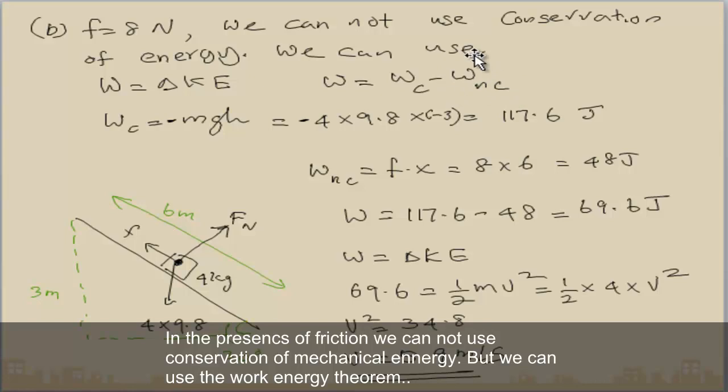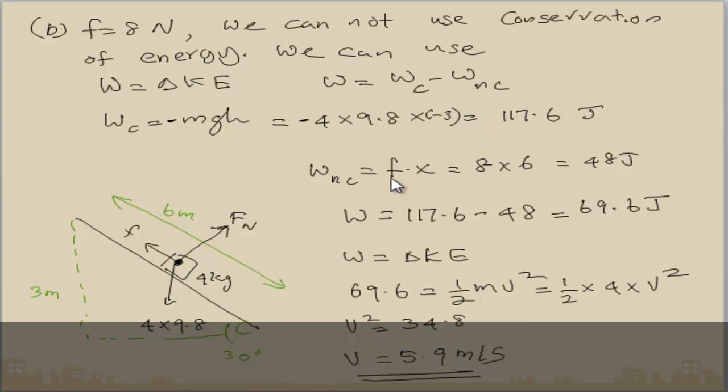This is the work done by friction, because we lose that energy, so you have to subtract that, and that becomes the total work. But that total work is equal to the change in the kinetic energy. So work done by the conservative forces is simply negative mgh. So negative 4 times 9.8, and h is negative 3 in this case, because the block is moving downward. So the total work by the conservative forces is 117.6.